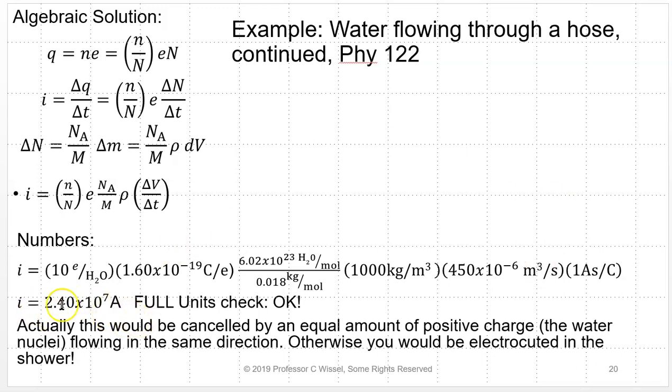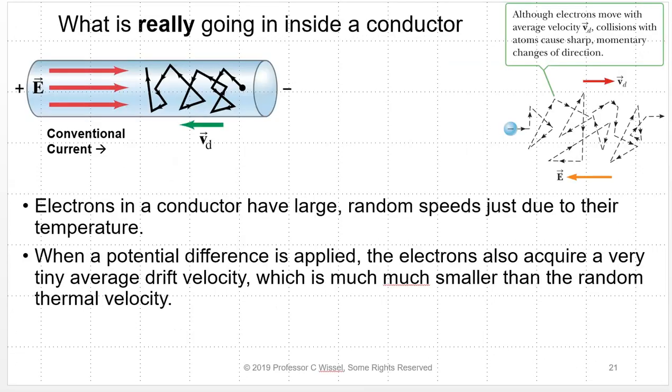Now, this is a very large current. It's 24 million amps. But this is canceled by an equal amount of positive charge, the water nuclei flowing in the same direction. Otherwise, you'd be electrocuted in your shower. So it's a good thing things are basically electrically neutral.